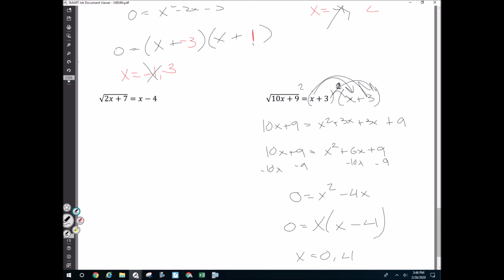0 and 4. Now, you might think, oh, 0, that's probably the extraneous one, because we've been crossing off ones left and right. 0 is not extraneous. 0 plus 9 rooted is 3. 0 plus 3 is 3. 0 is a solution. 40 plus 9 is 49. The square root of 49 is 7. 4 plus 3 is 7. Boom. These are both solutions.